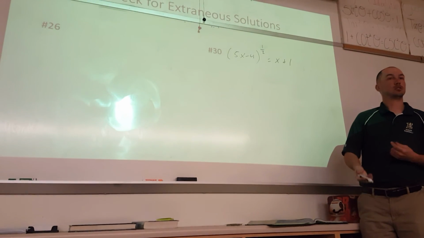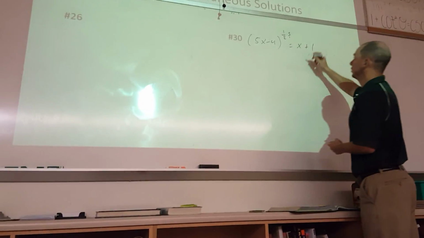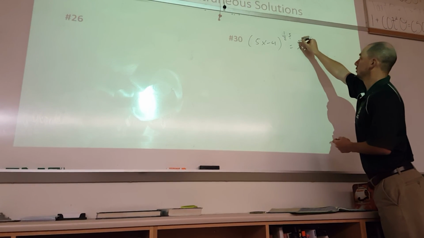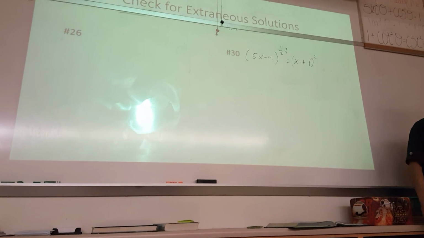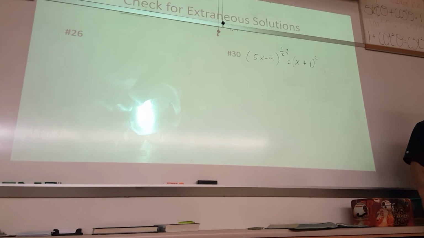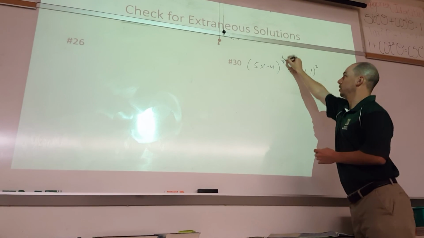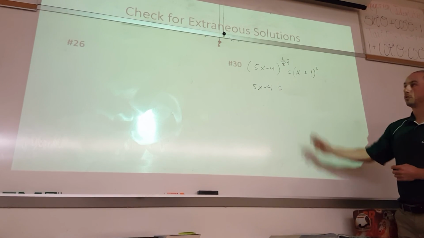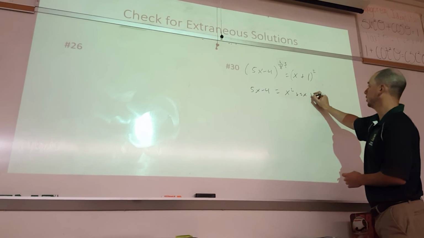You cancel a square root by squaring. So multiply by 2, or 1, I guess. You got to raise both sides of the equation to the second power. Square it as a binomial or parentheses. Do not square them individually. Just cancel. 5x minus 4 equals, just like the previous problem, distributive property, x squared plus 2x plus 1.